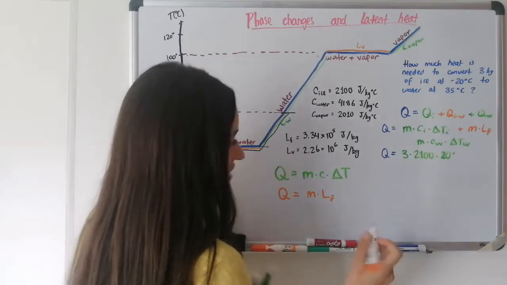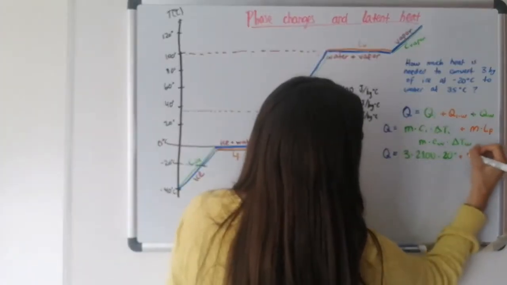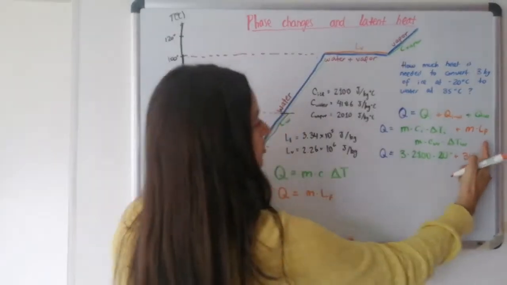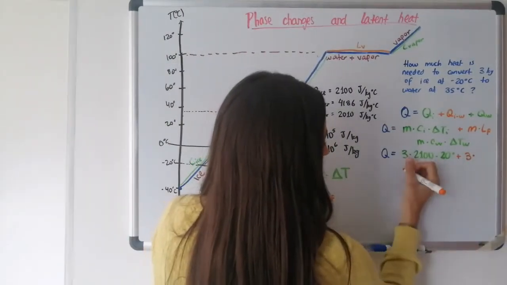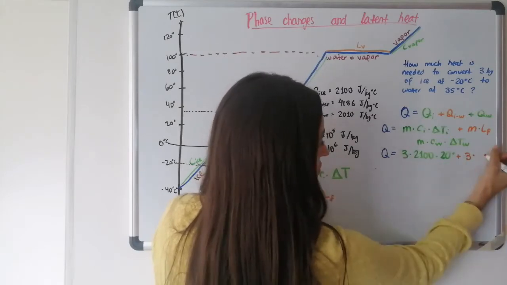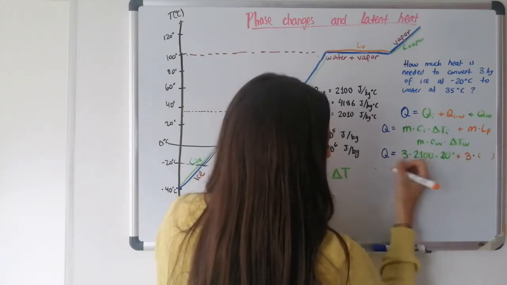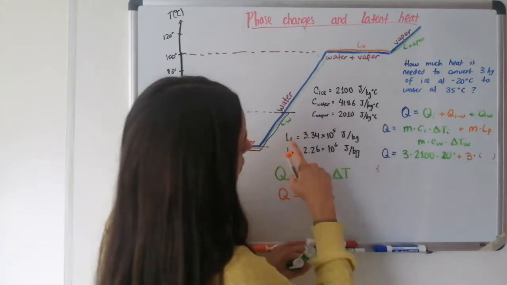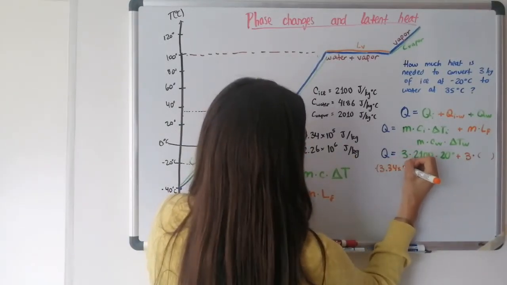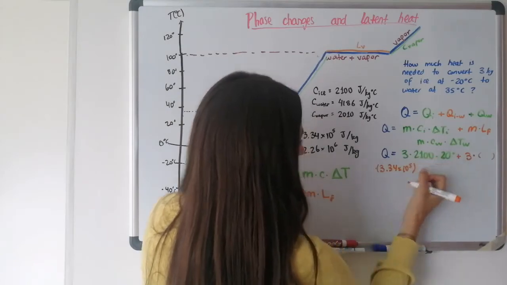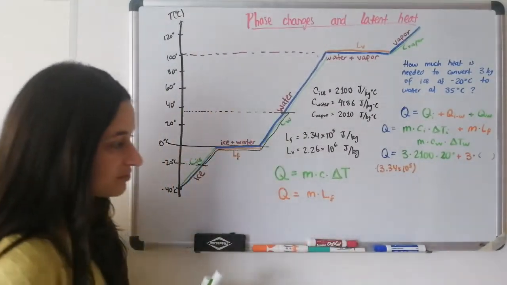The second term is m times L. So again, 3, and we multiply times LF. So 3 times, okay, doesn't fit. So this is times this thing right here, 3.34 times 10 to the 5. That's our second term, that's it.